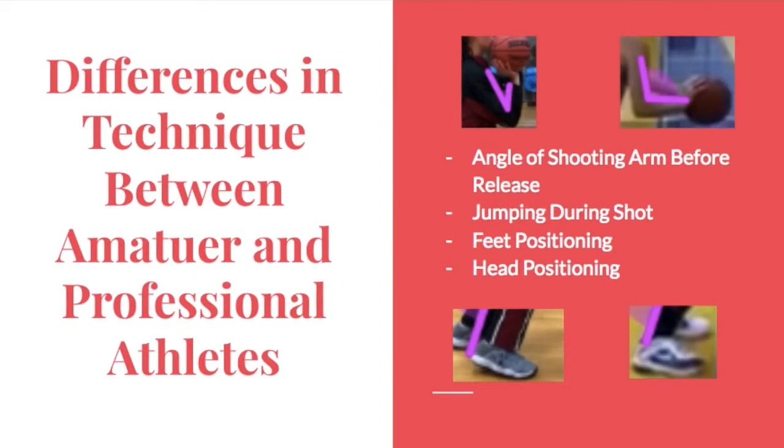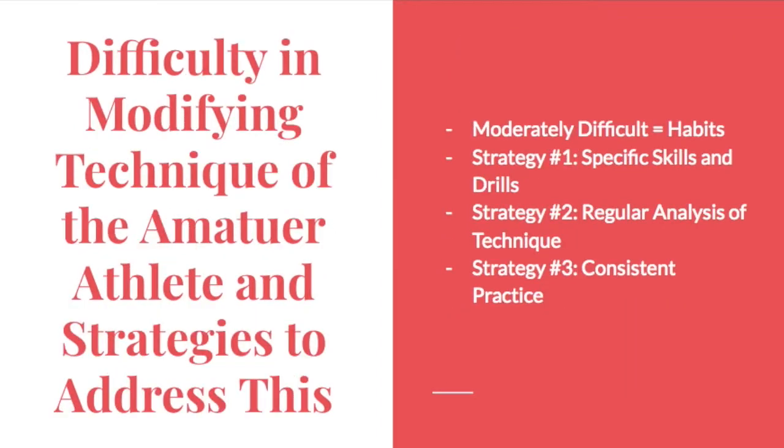Overall, it would be moderately difficult to modify the amateur's technique. This is because most of the inconsistencies developed are done out of habit. The amateur would be able to modify their technique within a few months if they consistently practiced and used drills such as form shooting. These drills allow people to focus on and constantly repeat specific parts of their shot, such as the positioning of the feet. These drills could be used to correct all 4 major technique inconsistencies. The athlete could also regularly film their shooting in order to analyze the rate in which their shooting is changing and if they need to focus on anything specific in their shot.